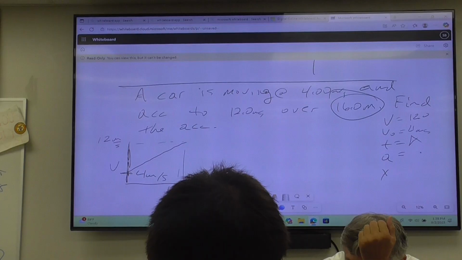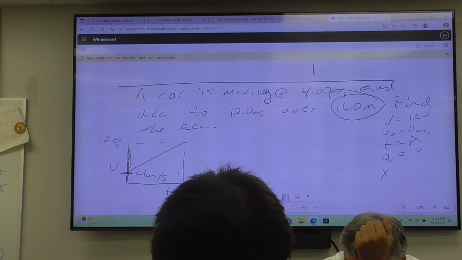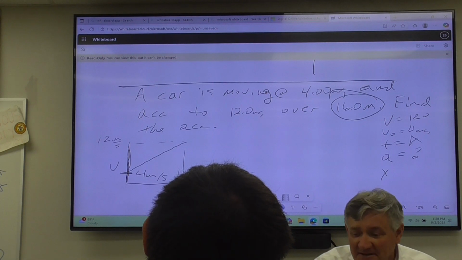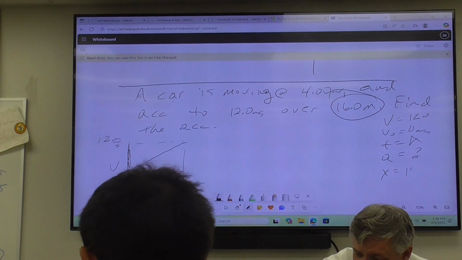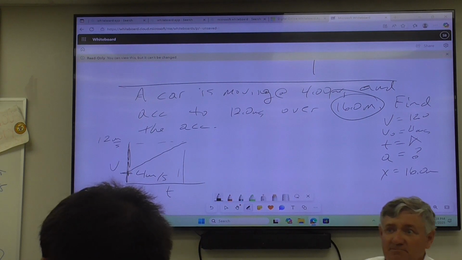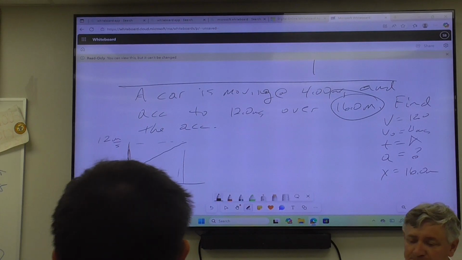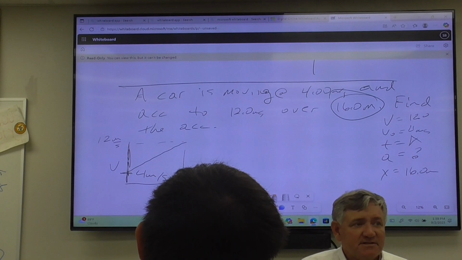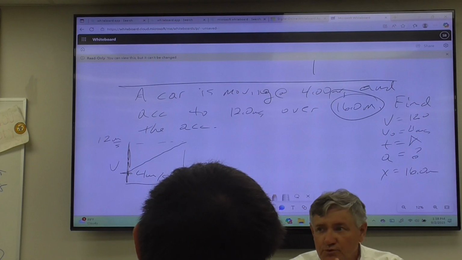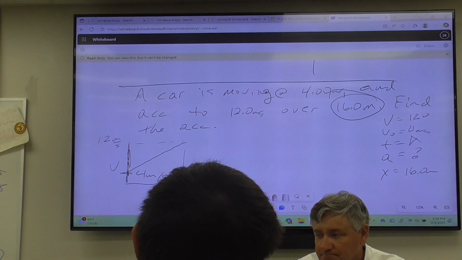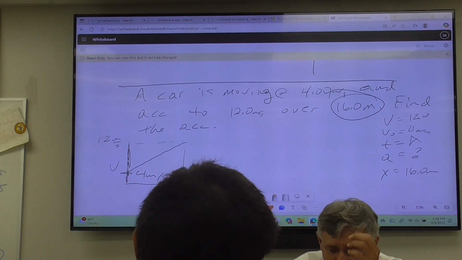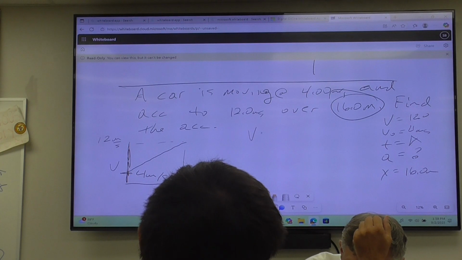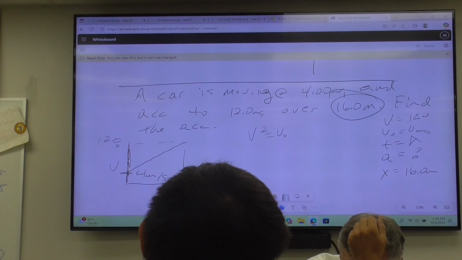Let me give you a hint. We don't know. You don't know it. Yeah, that's what I'm trying to find. Okay? The 16 meters is my displacement, that's how far I went, okay? So this is the classic situation where you do not have time. So what are you gonna use? That equation.